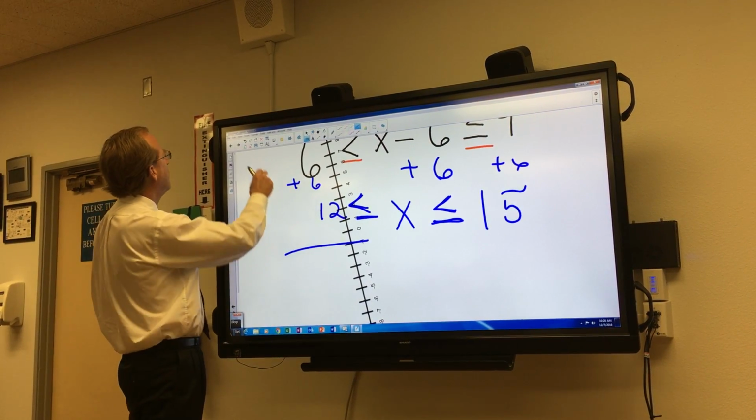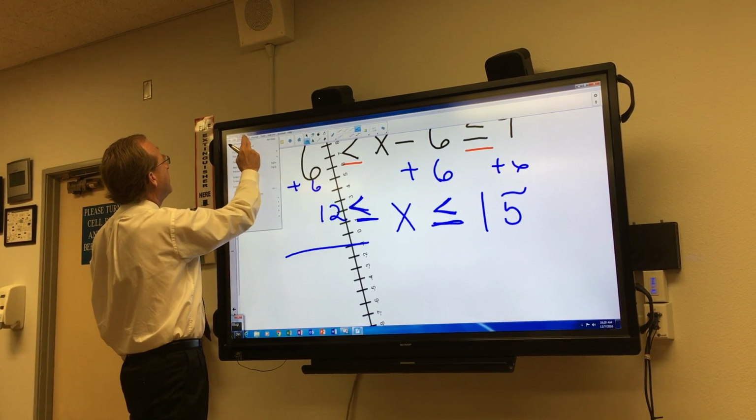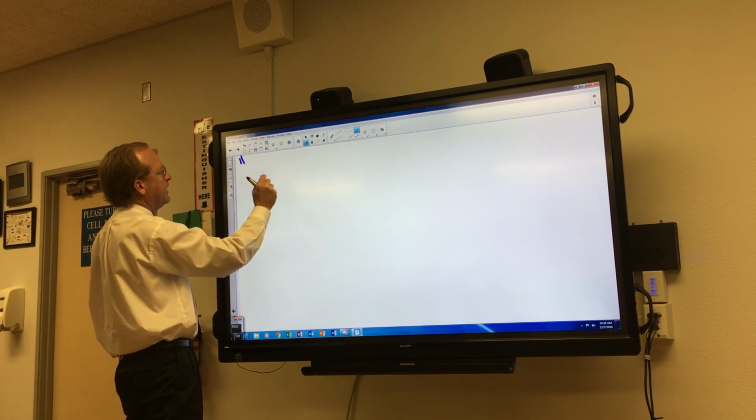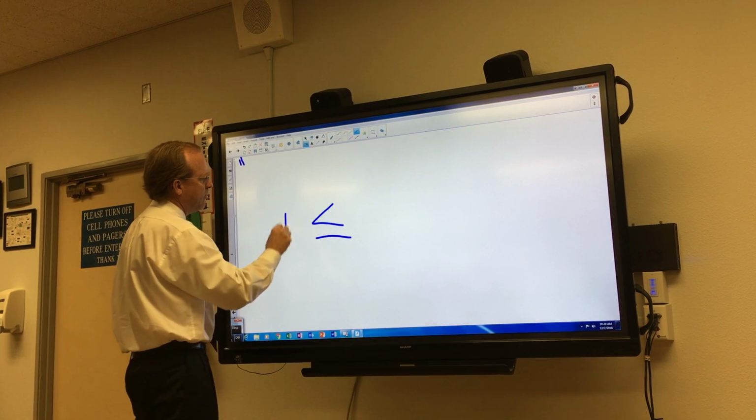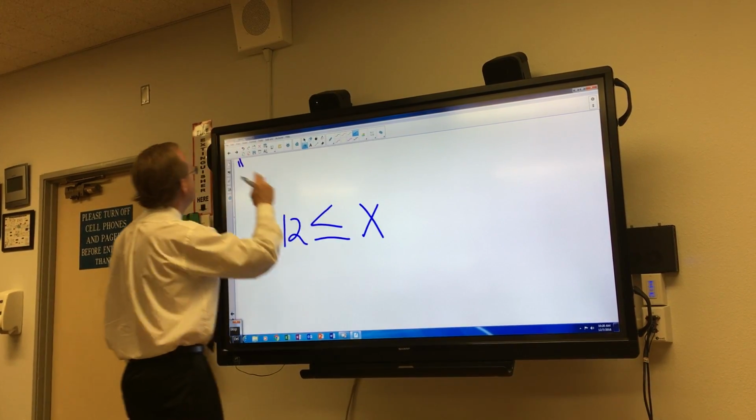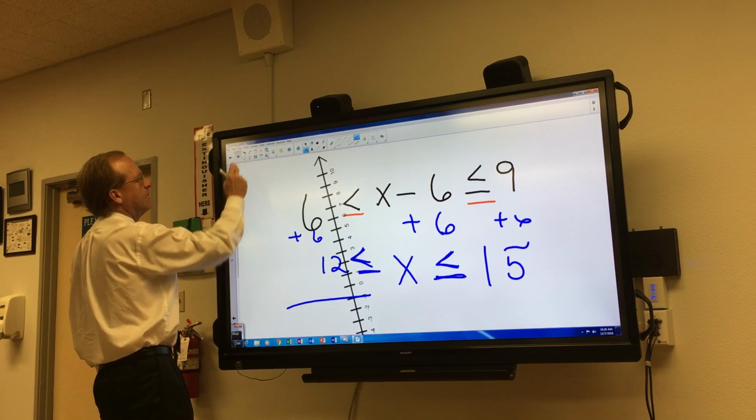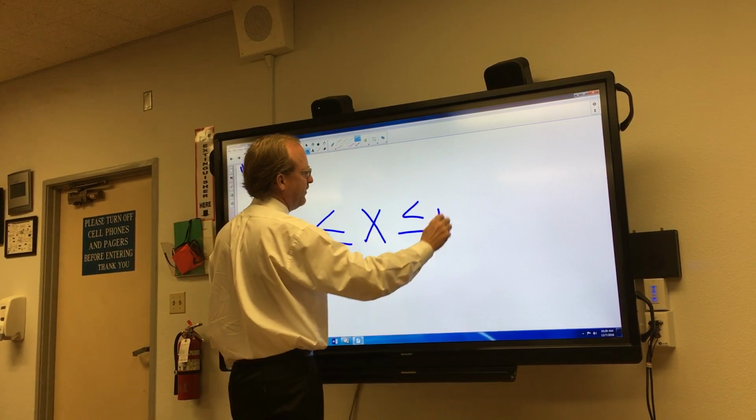Let's see if we can get this cleaned up. We're going to go insert. Let's insert a blank page. See if I can remember what I did here. We had, I believe, x there. And yes, less than or equal to 15.